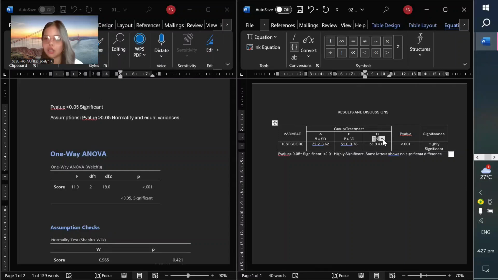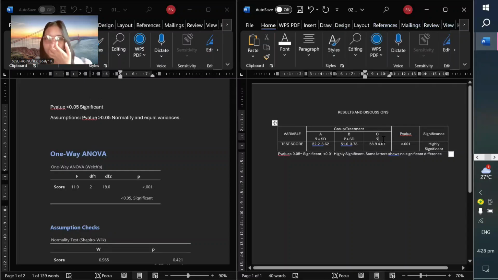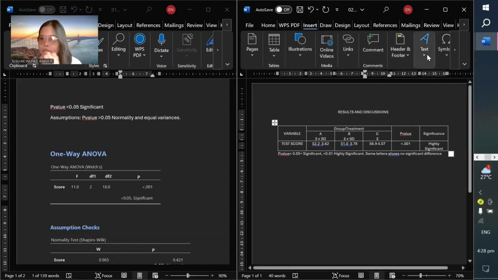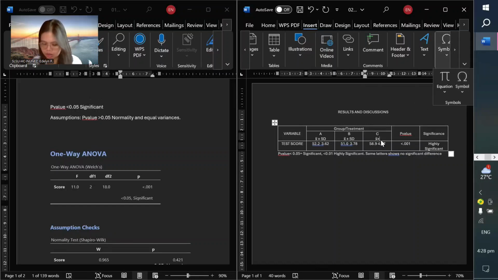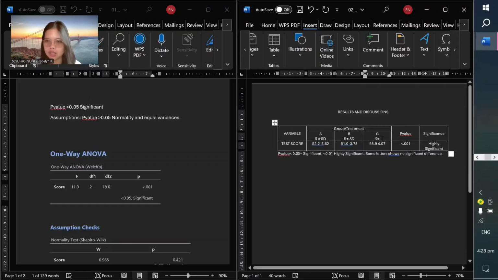Then press the next one, go to Insert and then Symbol, and you will have the plus and minus. That's why we have it here, plus and minus, and then you just type the SD. What does SD mean? SD stands for standard deviation.